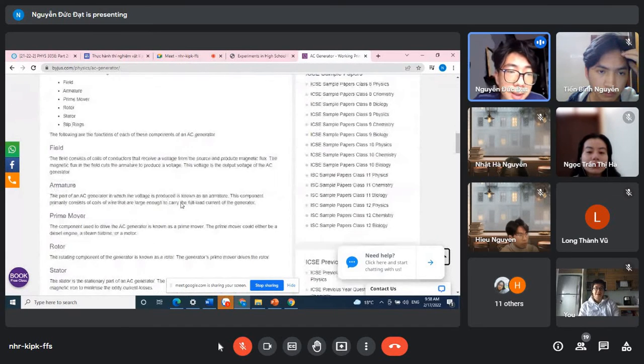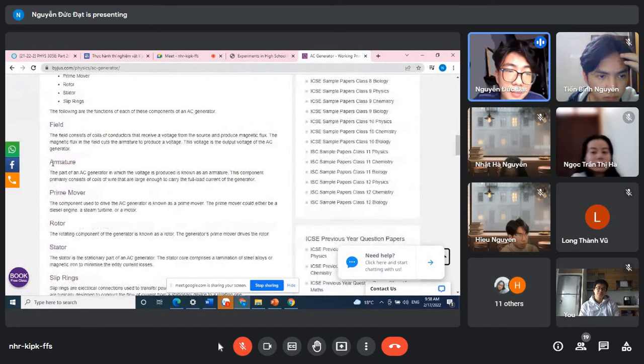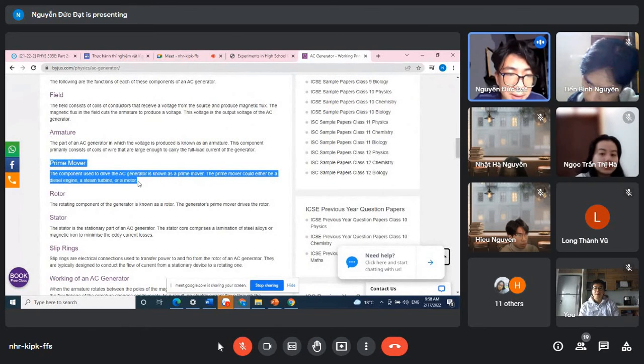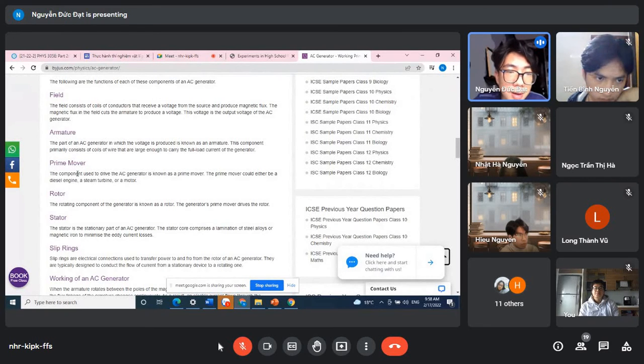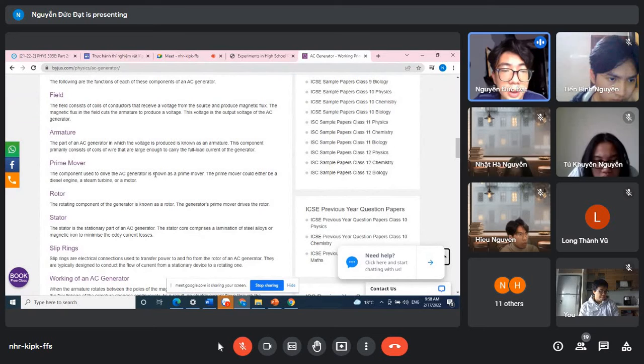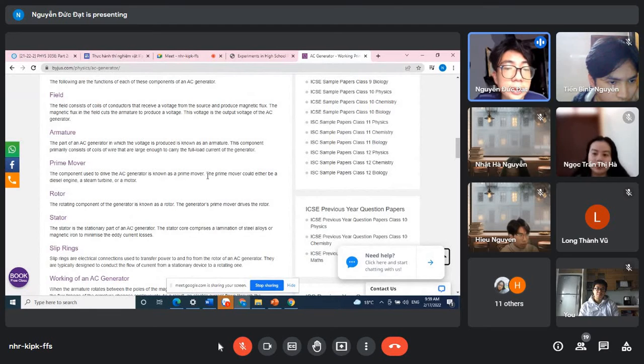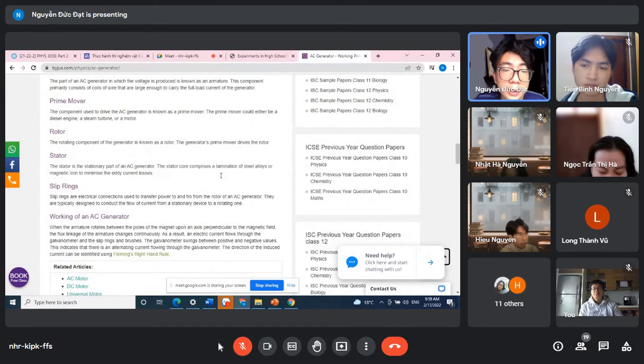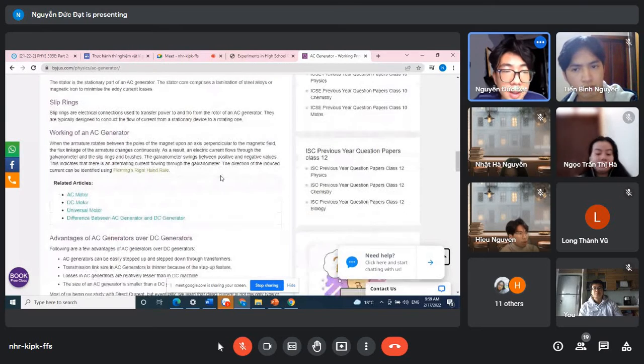Okay. So here you can see that we have the word armature, as I mentioned, not the coil, right? And the component I want to mention here is the mover. You can see that the component used to drive the AC generator is known as the prime mover, right? In this case, the prime mover is a wheel, but in real life it can be a steam turbine or even a motor, right? So that is how we can get better at using English.